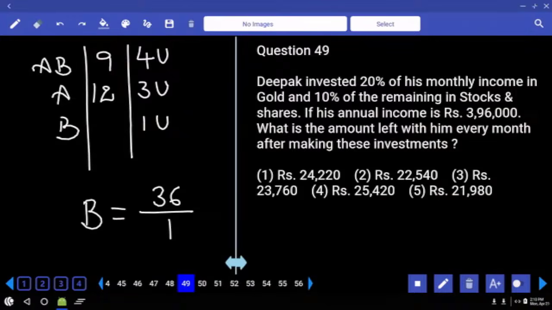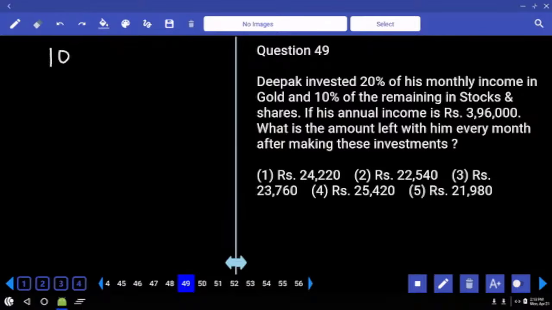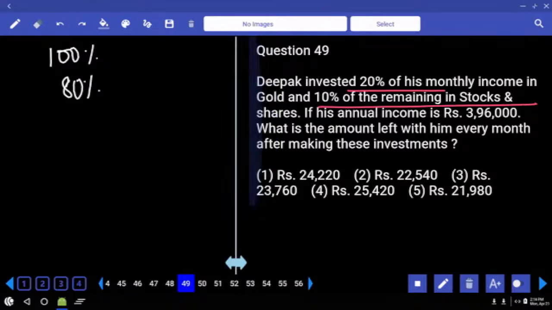Deepak invested 20% of his monthly income in gold and 10% of the remaining in stocks and shares. If his annual income is 3,96,000, what is the amount left with him every month after making these investments? Let me take monthly income is 100%. First of all, 20% is over, remaining is 80. 10% of the remaining, 10% of 80 is 8. If that is taken out, remaining is, now we were asked to calculate what is 72%, correct?